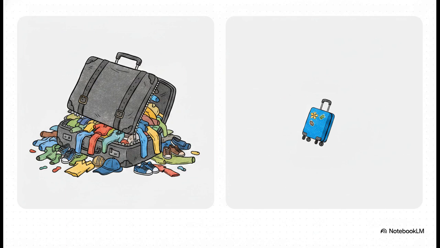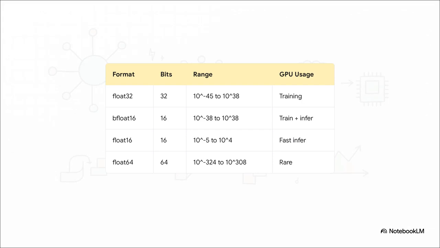Now contrast that with half precision, float 16, or integer int 8. It's like bringing just a toothbrush and a change of clothes. You bring the bare essentials, the suitcase finally snaps shut, and you get a beautifully tiny memory footprint. Look at this breakdown of standard AI formats. Up top, we have float 32. 32 bits, massive range, the absolute default for training.